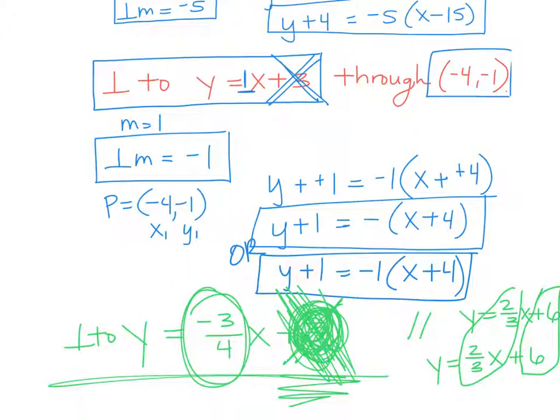But with perpendicular, that will never be an issue. You could have the same y-intercept and they're still not going to be the same line because they're going like this, okay? So questions on that at all?